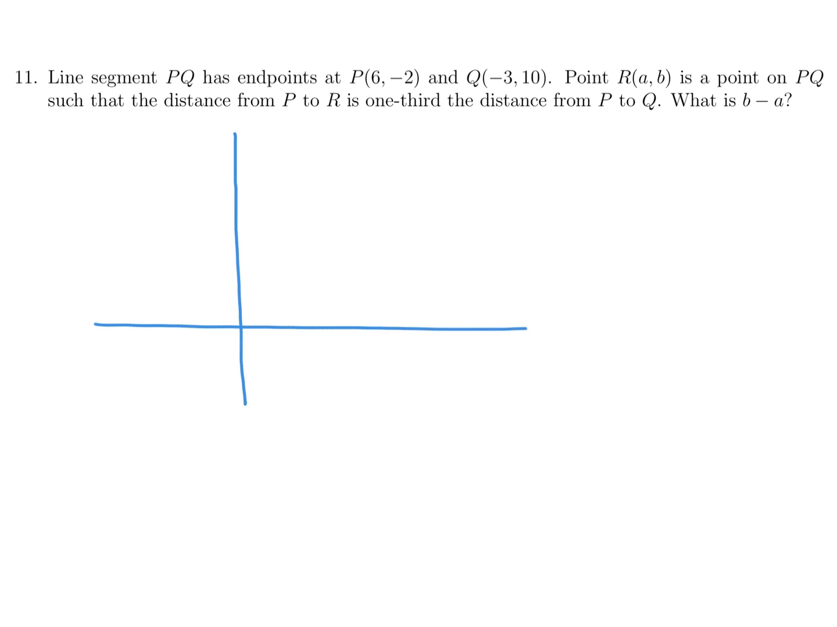So we've got, let's see here. Let's plot this. P is 6, minus 2, right? Let's at least make an attempt to make it somewhat to scale. So that's P, 6, minus 2. And then minus 3, 10. So way up here somewhere probably. Yeah, minus 3 and 10. So that's Q. So let's try to join these. Okay, that's pretty good.